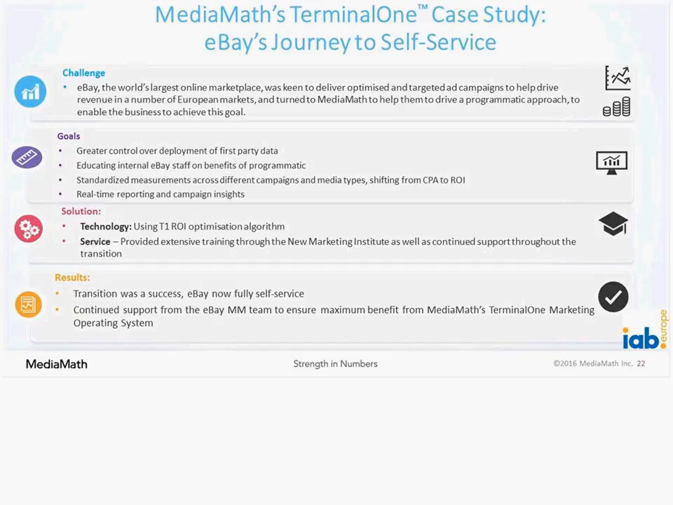The solution was MediaMath delivered in-depth one-to-one training through the New Marketing Institute, the NMI, which is MediaMath's specialist educational arm that educates, empowers, and engages marketing professionals. MediaMath continues to manage the day-to-day optimization of campaigns alongside the eBay team and provided support to regular meetings until the eBay team was ready to take complete control. This involved daily calls, regular on-site training as well.